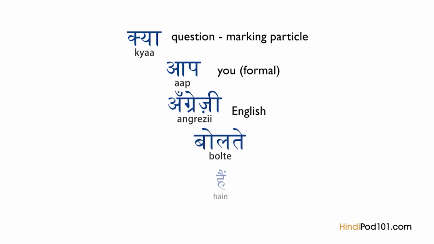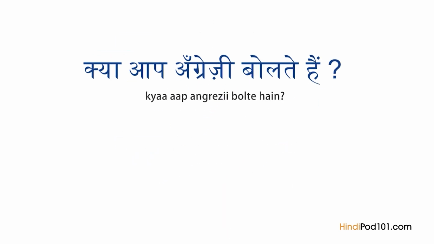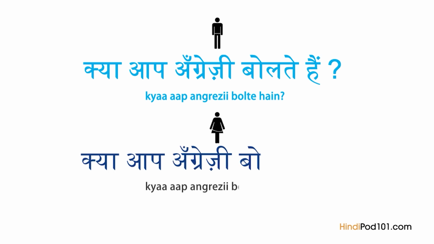Next is bolte. Bolte means to speak. It is used when the subject is masculine. Use bolti when the subject is feminine. And finally, hai. Hai is the sentence ending particle used with the formal you. Once more, for a man, it's क्या आप अंग्रेजी बोलते हैं? And for women, क्या आप अंग्रेजी बोलती हैं?